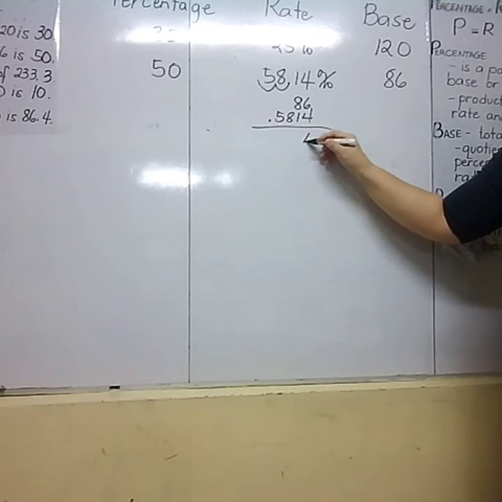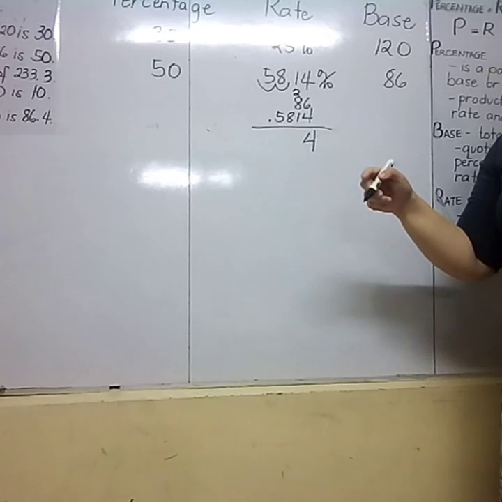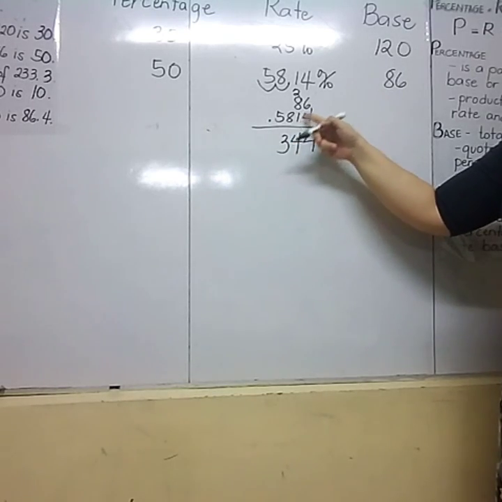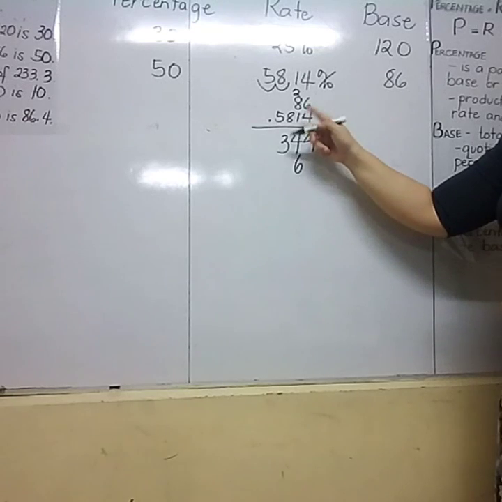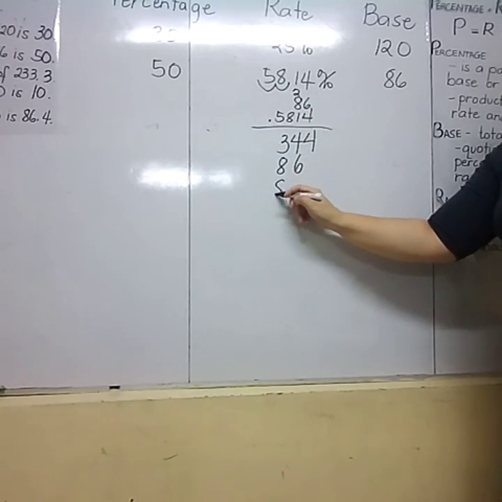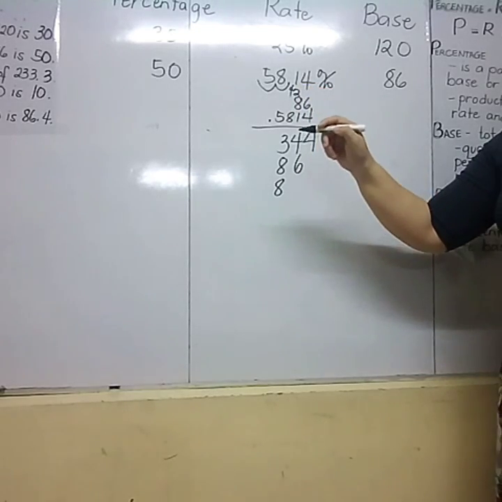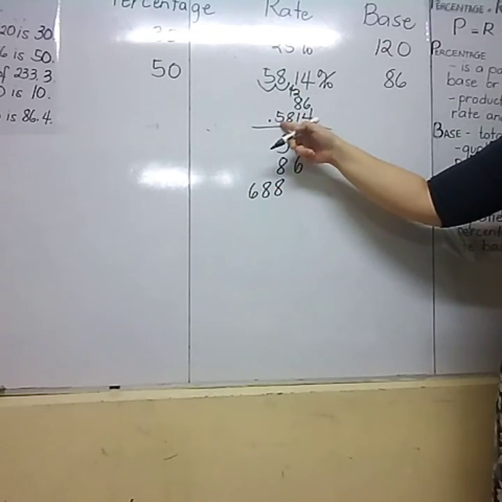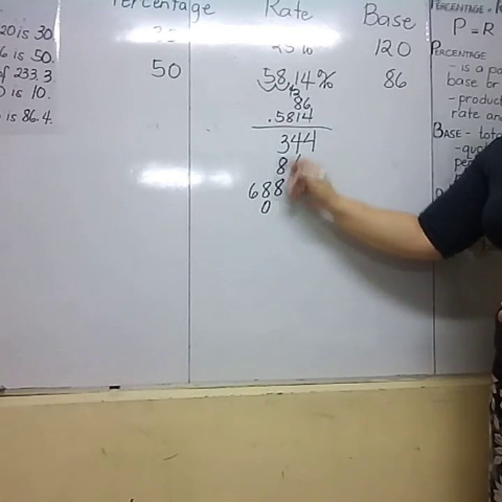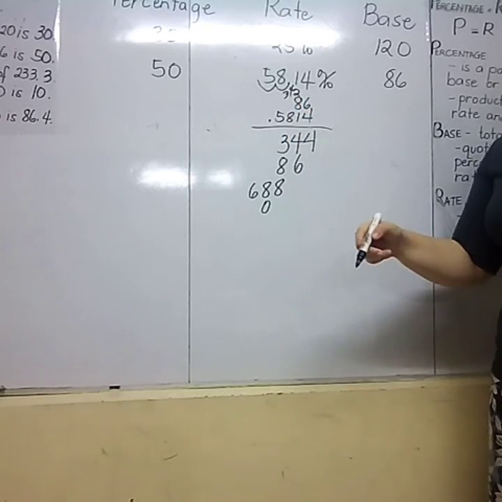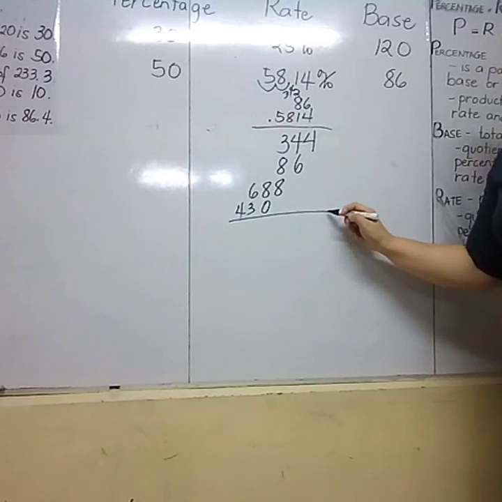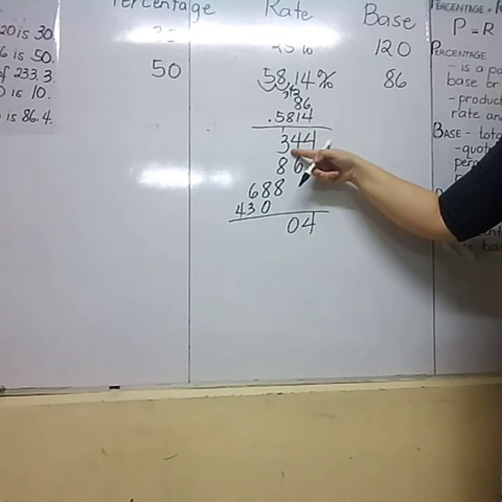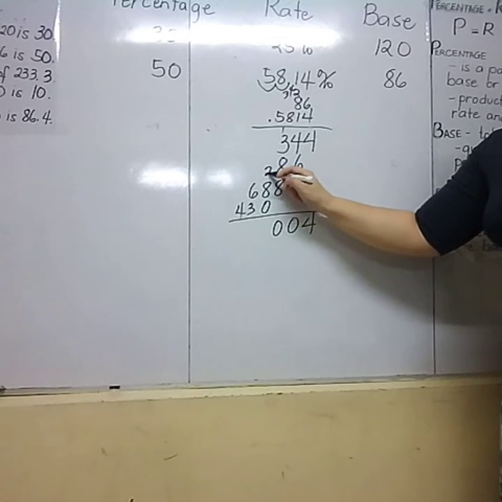4 times 6? 24. 4 times 8? 32, plus 2, 34. Okay. Next, 1 times 6? 6. 1 times 8? 8. Next, 8 times 6? 48. So 8 times 8? 64 plus 4, 68. Okay, next. 5 times 6? 30. Carry 3. 5 times 8? 40 plus 3, 43. So we got 4, 0, 1. 8 plus 8? 16 plus 4, 20. We carry 10.